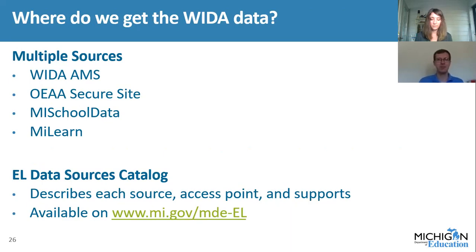So one of the places is WIDA AMS. That's our testing vendor's secure portal. And that gets you your earliest set of reports, and those are all focused on your achievement. So your proficiency levels, your scale scores, those become earliest available in WIDA AMS.